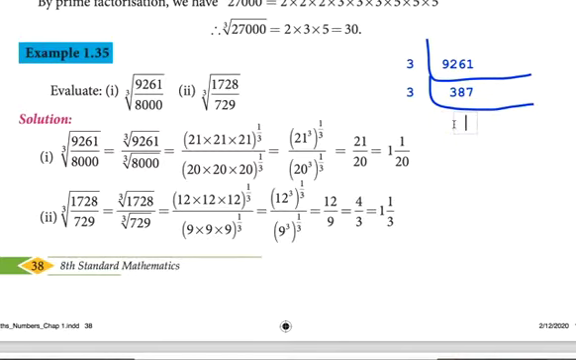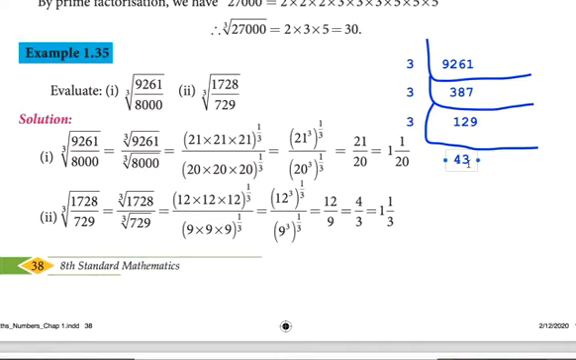3 1s are 3. 3 2s are 6. 3 9s are 27. Now I have to draw a line again, like this. Now again, will it go by 3? Sum is 12. Yeah, it will go by 3.